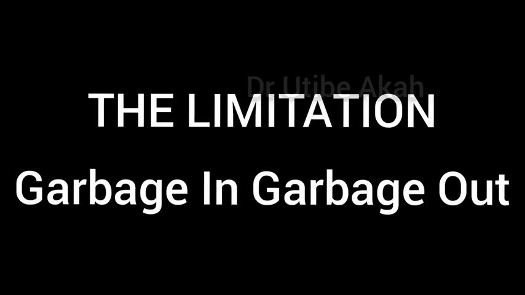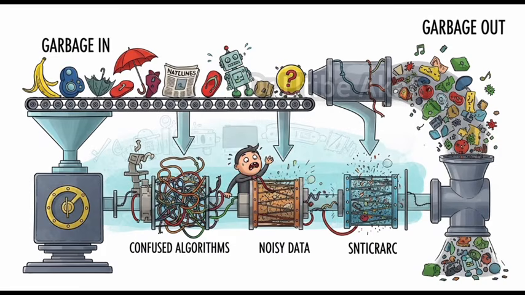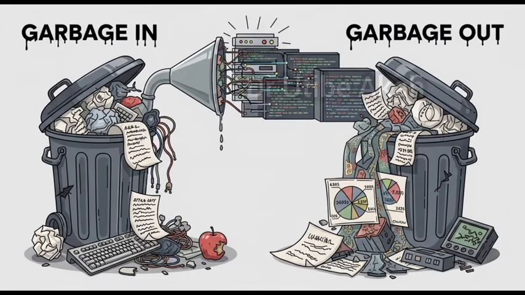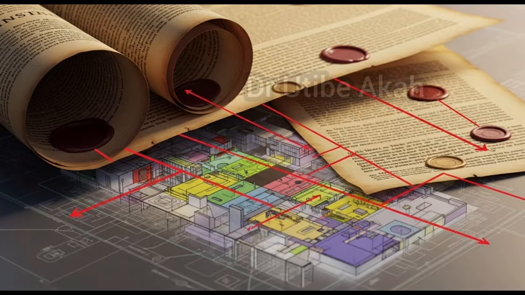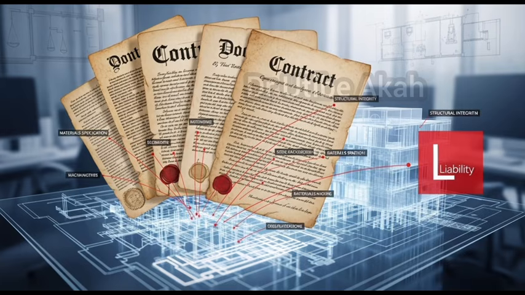The limitations. GIGO, or garbage in, garbage out. If you put wrong information into the model, it will give you wrong results. If you model a wall as 200 millimeters, but it's actually 150 millimeters, your clash detection is useless. Legal liability. Who is responsible if the model has a mistake? The architect? The software company? The engineer? We are still figuring out the legal frameworks for shared models.